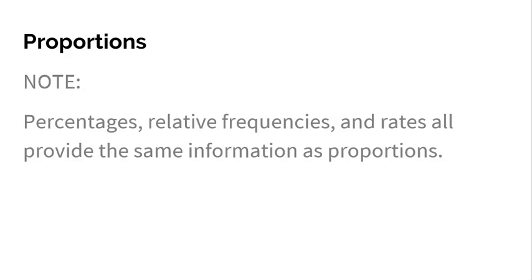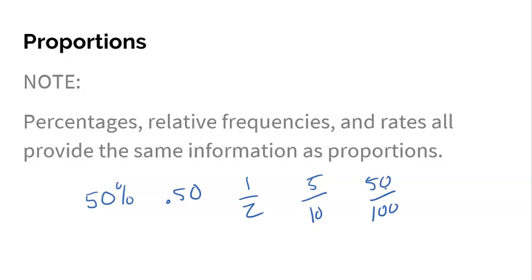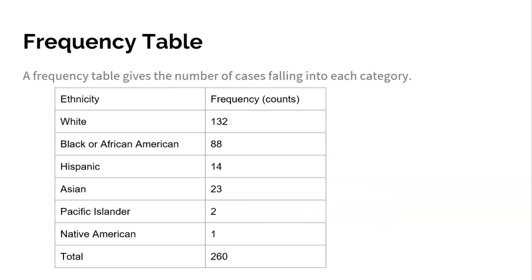And again, you could write proportions all different ways, right? And that's the key thing. For example, 50%. I could write that as 0.50. I could write that as 1/2. I could write that as 5/10. I could write that as 50 out of 100. They're all representing the exact same piece of information, just in a different format. And again, these are the 2 different types of tables that can be used for categorical data.